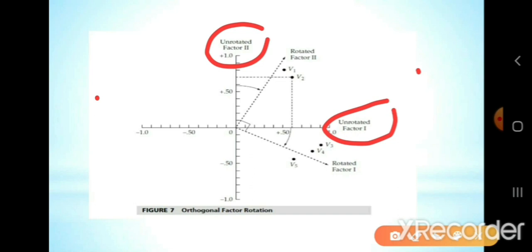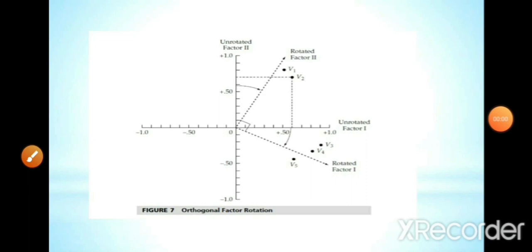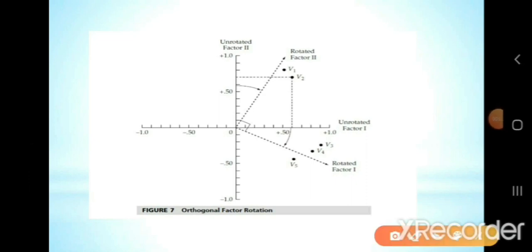Next, in this figure 7, we have five variables: v1, v2, v3, v4 and v5. The vertical axis represents the unrotated factor 2 and the horizontal axis represents the unrotated factor 1. The axes are labeled with 0 at the origin, and both axes vary from +1 to -1. So here the five variables are labeled v1, v2, v3, v4 and v5.